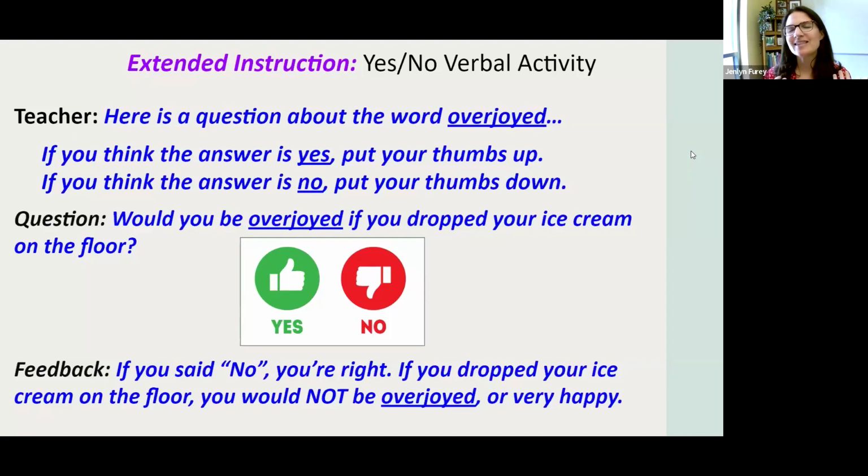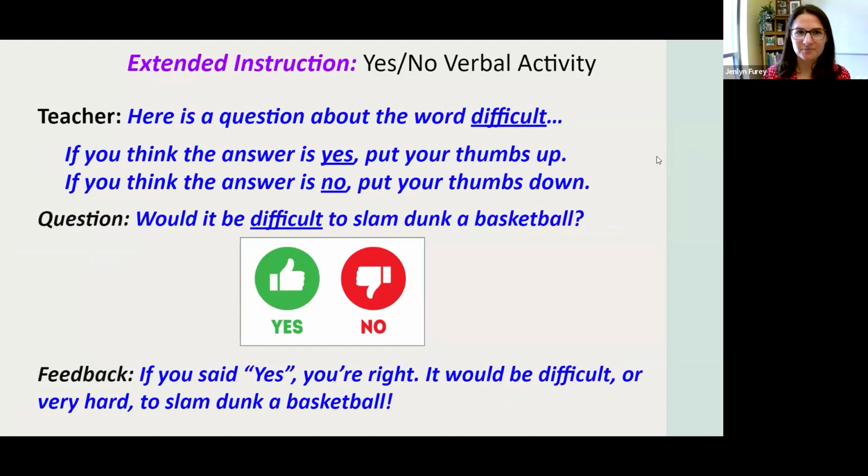Okay, so you're having students think about the target word in this different context that's different from the storybook scenario, different from the previous pictures. So they're really having to think about this word in this new context. And then you're giving the feedback. If you said no, you're right. If you dropped your ice cream on the floor, you would not be overjoyed or very happy. So notice with the teacher feedback, we're repeating the word, we're repeating the definition, again, trying to support those multiple exposures.